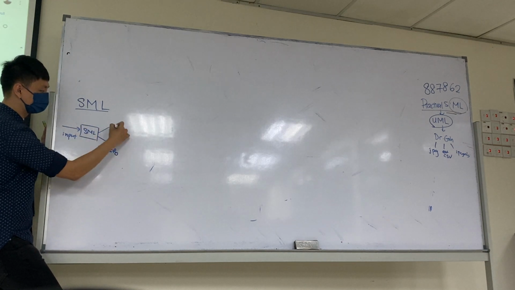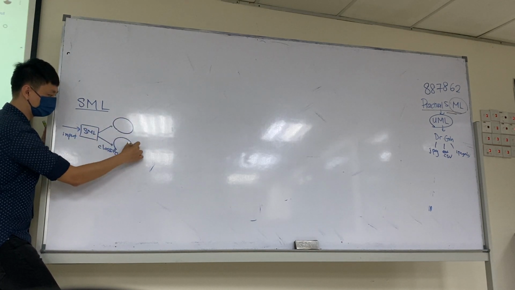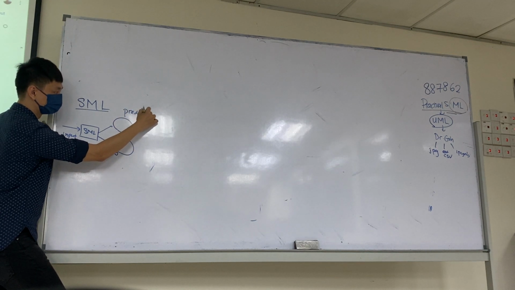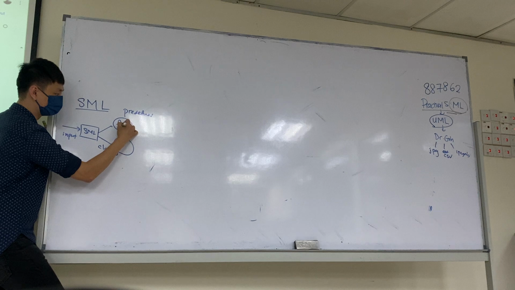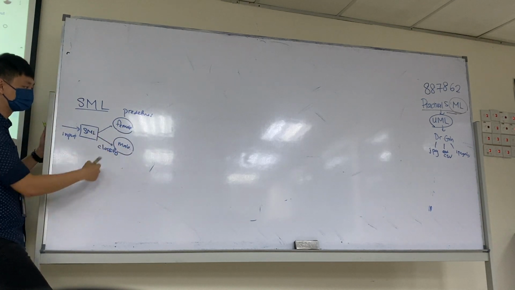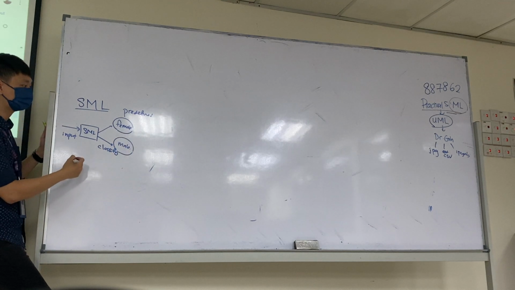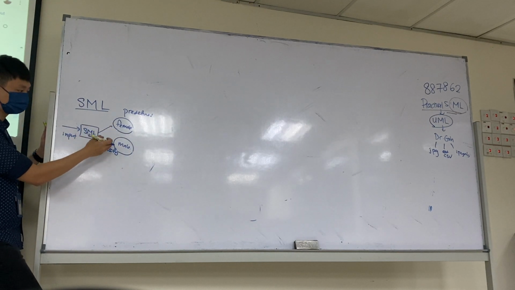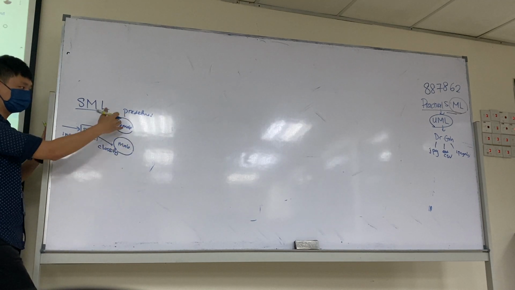whether this unseen data belongs to this group or this group. These two groups are actually predefined. For example, whether it's a female or a male. So we have two different classes: female class, male class. We want to identify whether this unseen data belongs to the female class, male class, spam email, not a spam email, and others.